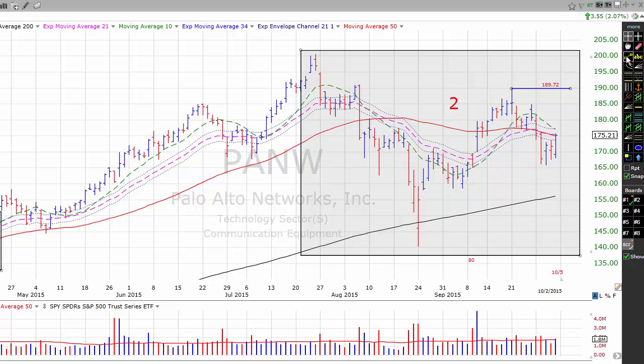I want to draw in a trend line on Palo Alto because that might give us a little bit of an early entry point. If we draw in this trend line right here, we can buy Palo Alto on a break above that trend line.